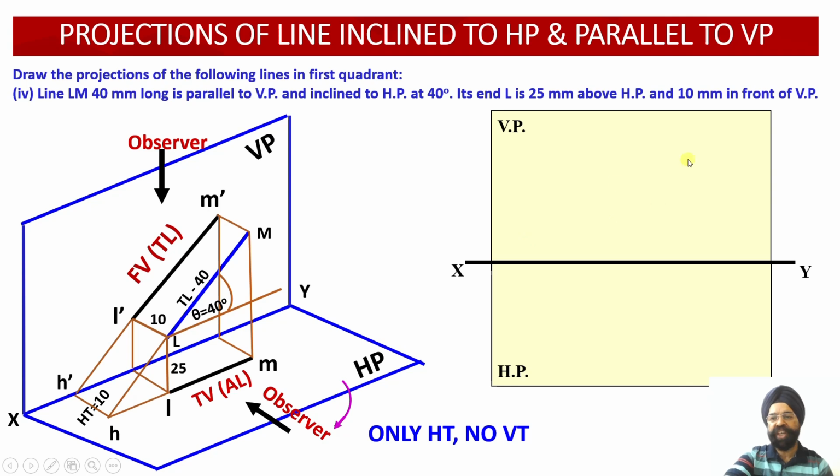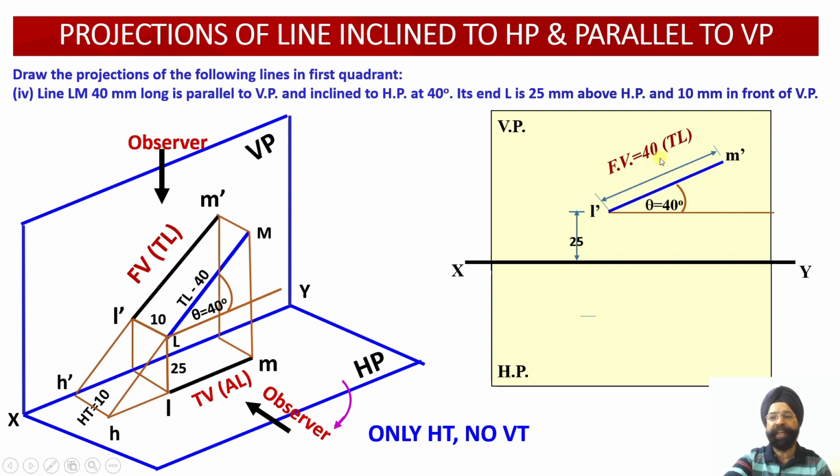Now which projection will I be drawing here? Number one, front view. Why? Because the line happens to be parallel to the vertical plane. So since the line was parallel to the vertical plane, the first projection will be the front view. The distance from HP of this line is how much? 25 millimeter. Just see, the distance of this line from HP is 25 millimeter. So leave 25 millimeter, then draw an angle of 45 degree and draw the length of the line as 40 millimeter over here.